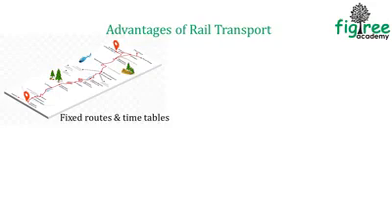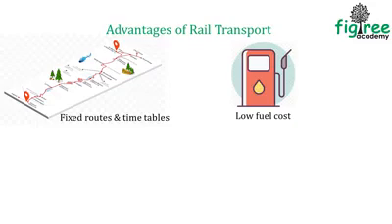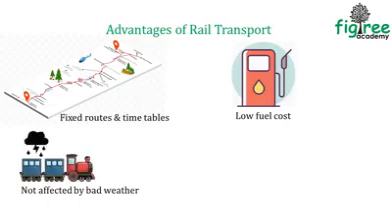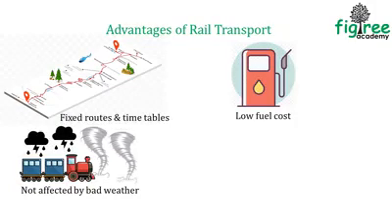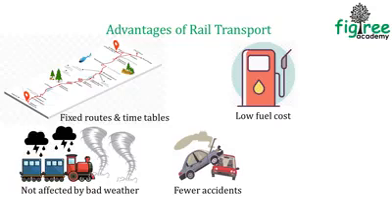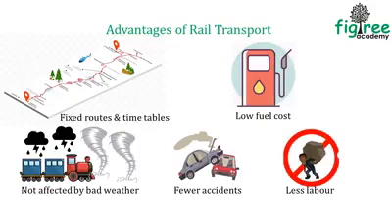Still on the advantages, rail transport has low fuel costs, so someone can prefer it because in terms of fuel it is cheap. It is not affected by bad weather as compared to other modes of transport. Air transport can be easily affected by bad weather, but rail transport is not affected by bad weather. Also, there are fewer accidents and less congestion in rail transport. Then lastly, rail transport requires less labor in relation to the size of the train. So these are the advantages of rail transport.